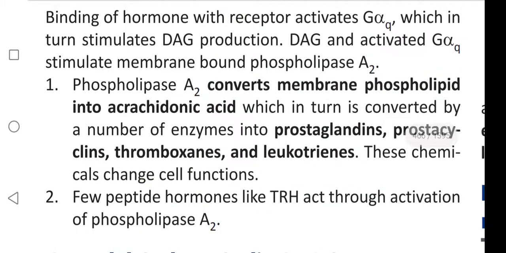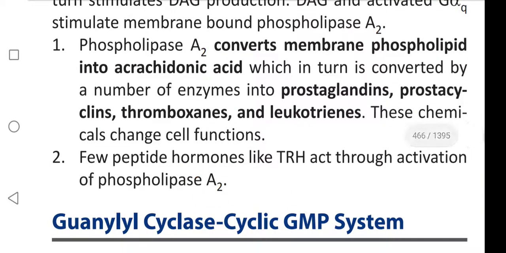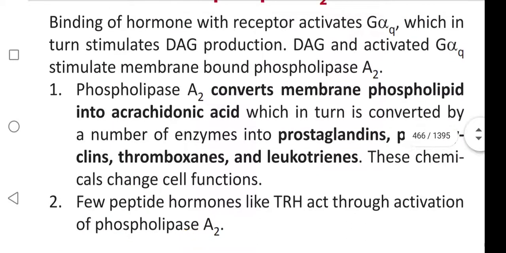Phospholipase A2 converts the membrane phospholipid into arachidonic acid, which in turn is converted by a number of enzymes into prostaglandins, prostacyclins, thromboxanes, and leukotrienes. These chemicals change cell function. Few peptide hormones like thyrotropin releasing hormone act through activation of phospholipase A2.